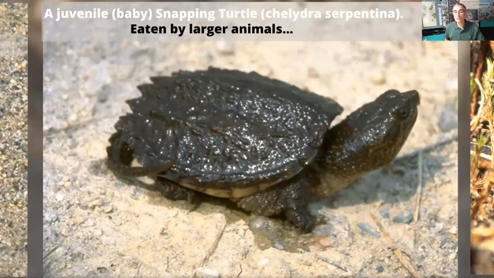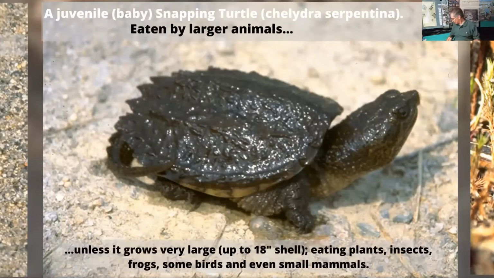But when it gets larger, and they can get big shells, just to show you, this is a shell of a snapping turtle. It's a portion of a shell. Here's the head. Here's a smaller one. It's more of a normal size.